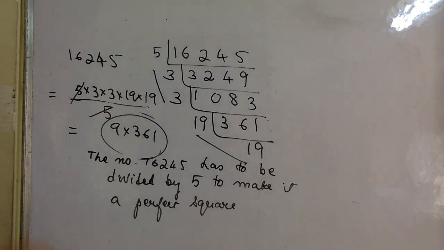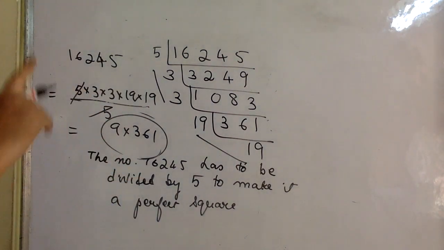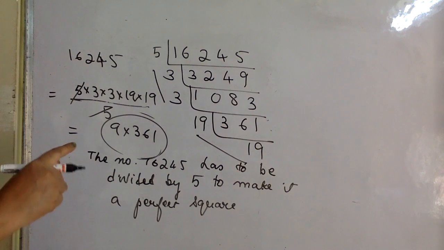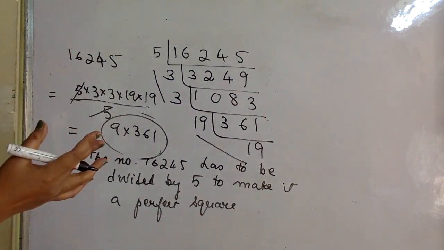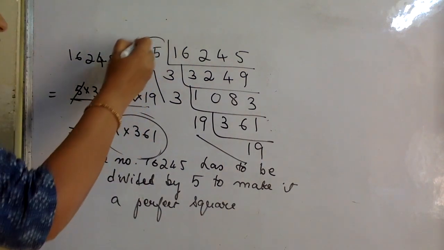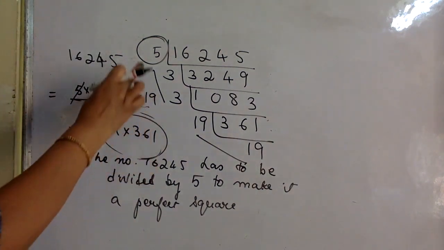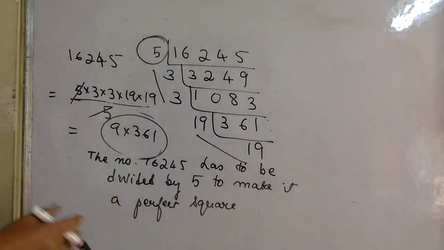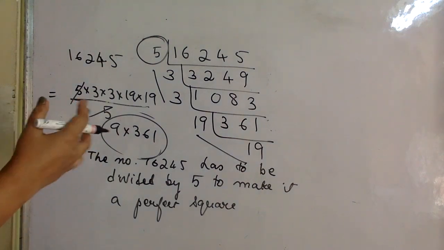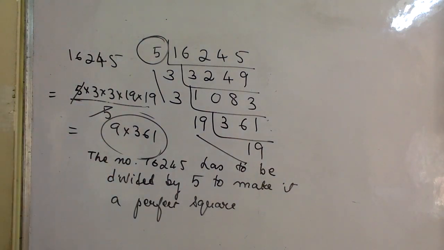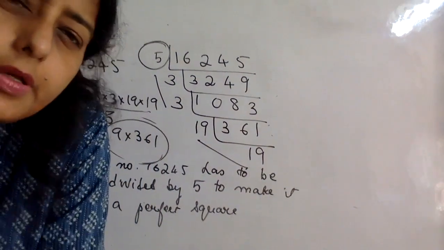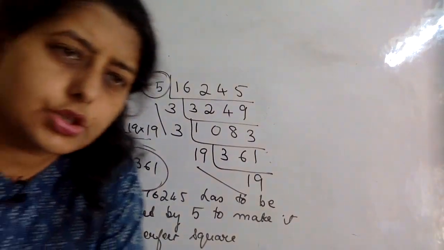So be it this sum or be it the previous sum where we had what has to be multiplied to make it a perfect square, we always have to look for the number which didn't get a pair. To make it a perfect square, you have to either divide by that number or multiply by that number and give it a pair. Okay, so that is it for today in squares and square roots.